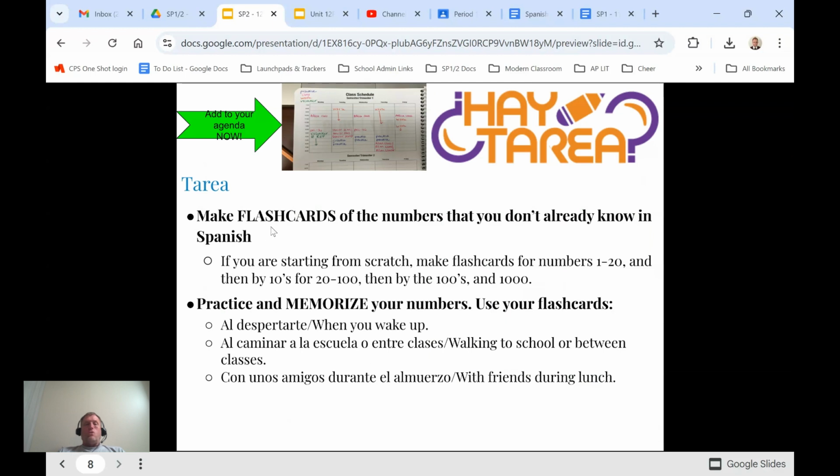Okay, that's it. So you are going to make flashcards for the numbers you didn't already know. You're now responsible all the way up to 9,999. So if you're starting from scratch, I recommend make your flashcards from 1 to 20, then by tens for 20 to 100, then by the hundreds, and your 1,000. Don't just make the flashcards, practice with them. Use them all throughout the day when you wake up, when you're walking to school, between classes, etc. Practice with your friends. All right, we'll see you on the next video.